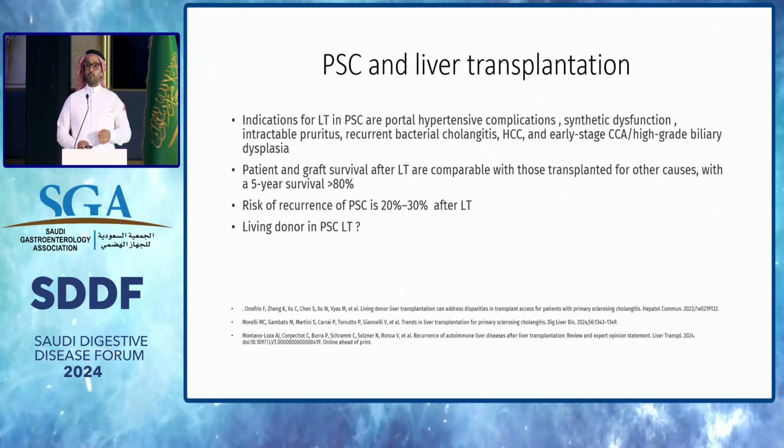The usual indications for transplant in PSC are portal hypertensive complications and synthetic dysfunction, but there are unique indications, as we know. Some of these unique indications are intractable pruritus, recurrent bacterial cholangitis, as well as cholangiocarcinoma, whether that be hilar cholangiocarcinoma, and now we see more and more about transplanting patients with early intrahepatic cholangiocarcinoma. Again, excellent patient and graft survival in patients with PSC, but the chances of recurrence are high, around 30%.